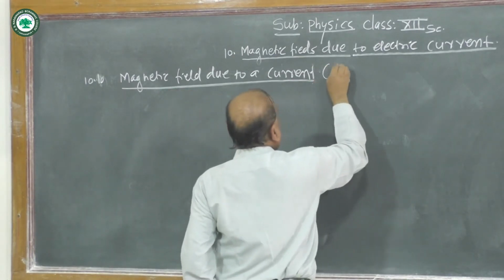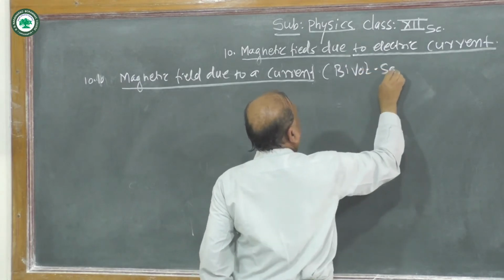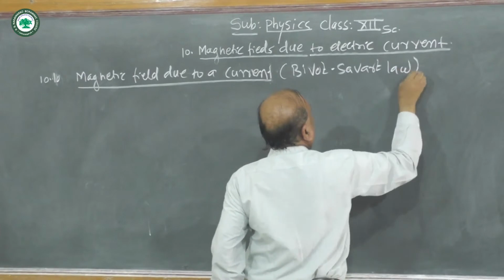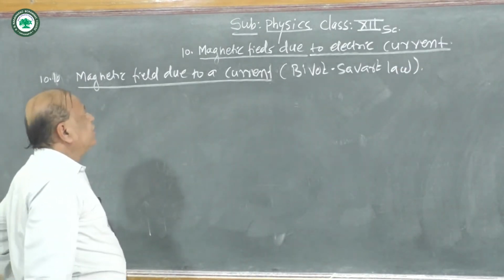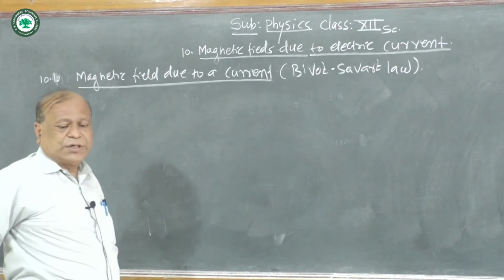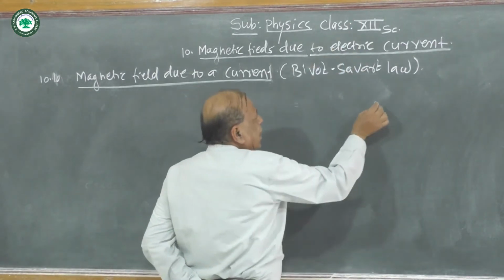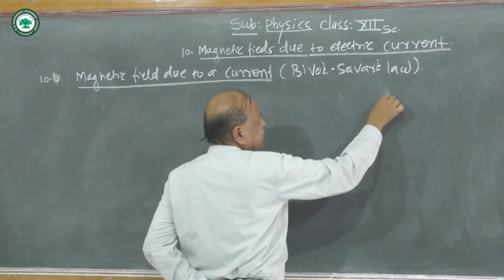That is the Biot-Savart law. That is the magnetic field due to current. Now we consider an arbitrarily shaped conducting wire here.